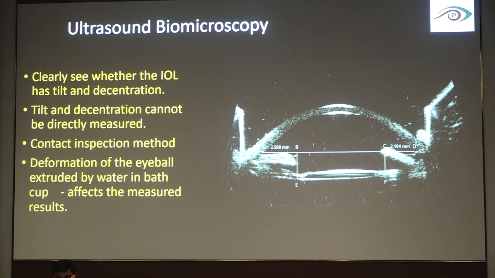Coming next, if you upgrade to UBM, you can get the degree of decentration, but you are again using a coupling, or the eyeball can be deformed. So that is again going to alter your values. So you cannot know the exact degree of decentration or IOL tilt by UBM. You can definitely come to know whether there is a tilt or a decentration there.